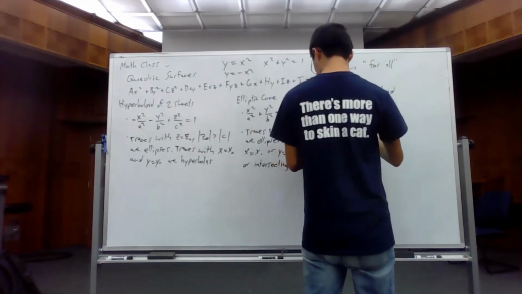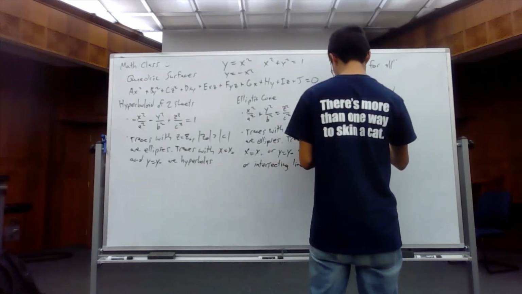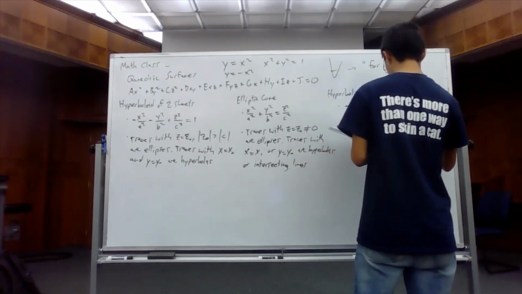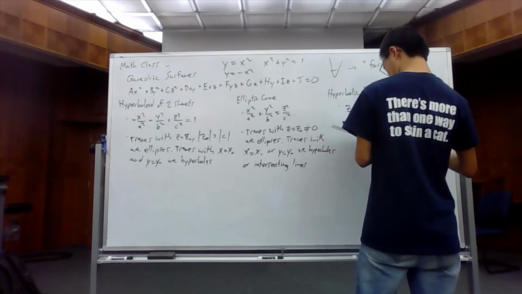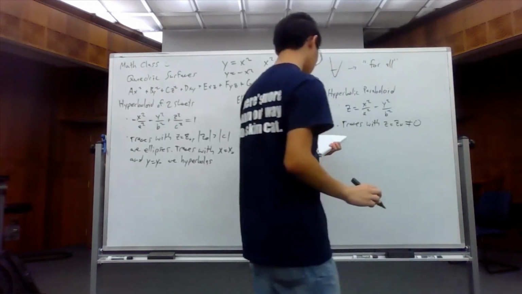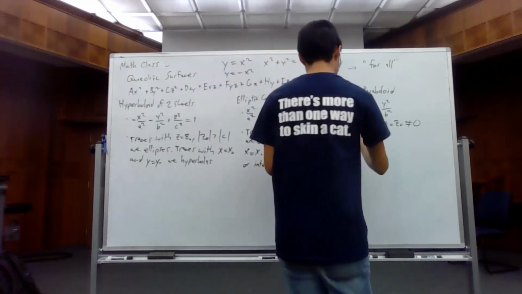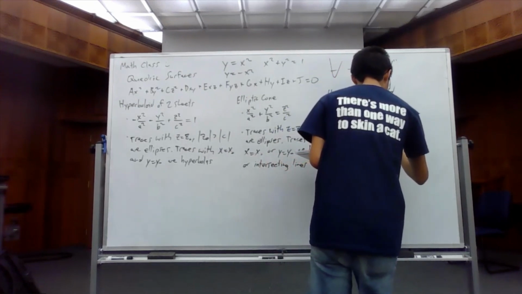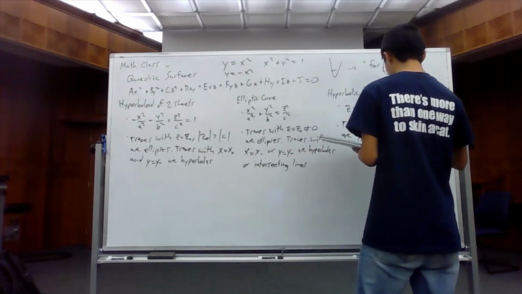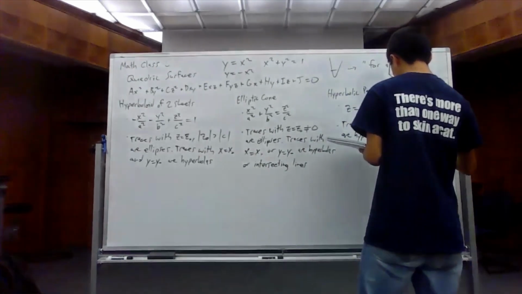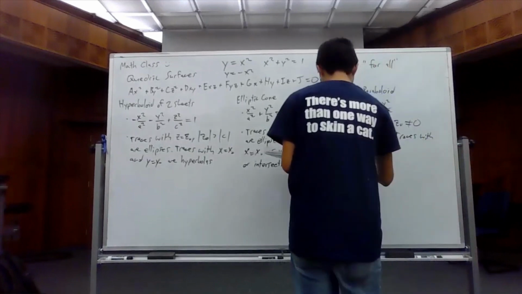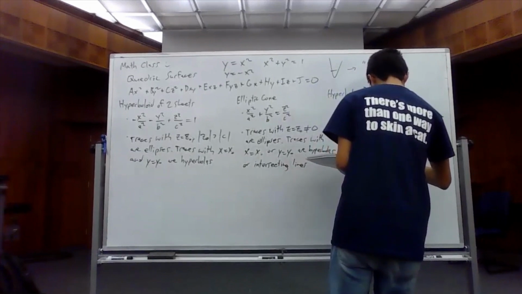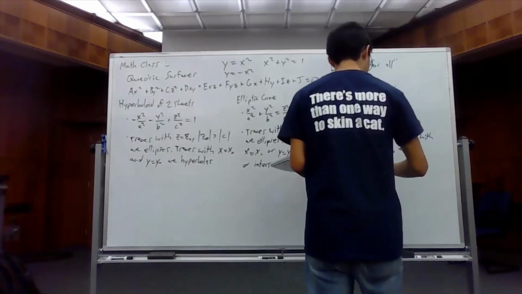So our traces with z equal to z naught, we also don't want this to be at 0 because there will be nothing there. These are hyperbolas. And traces with x equal to x naught or y equal to y naught are parabolas.